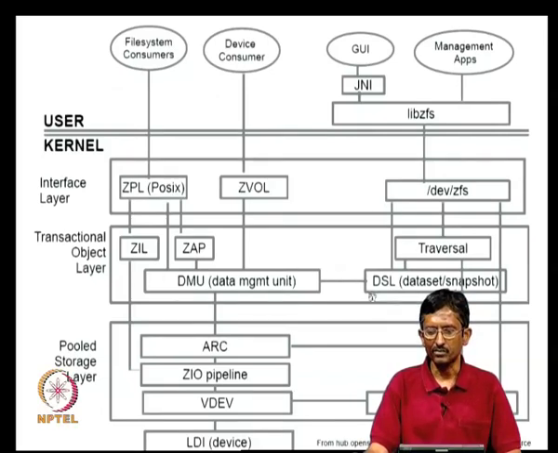Now, I think I already mentioned ZAP is basically the way in which you want to provide some ability to incorporate directories in the system. Basically, I have a way of mapping names to certain objects. That is what this ZAP is for. Basically, you want to talk about mappings, and those mappings are this ZAP.